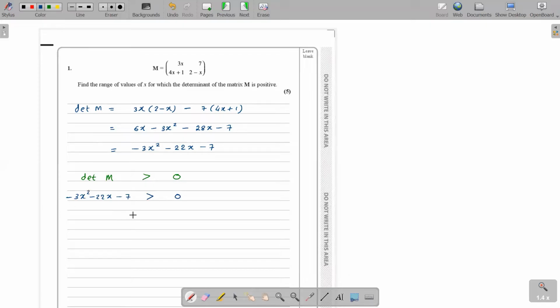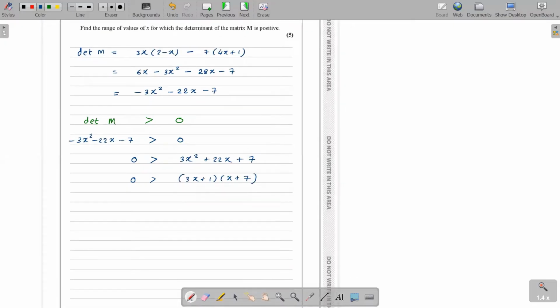Shall I take it to the other side of the inequality sign? Minus 3x squared comes here as plus 3x squared plus 22x plus 7. This is okay? Okay, so does it factorize well? Can I know the factors? 3x plus 1 and x plus 7. So basically these are your two factors.